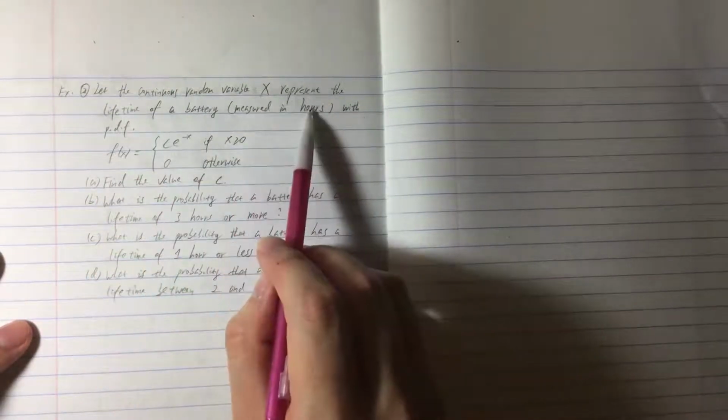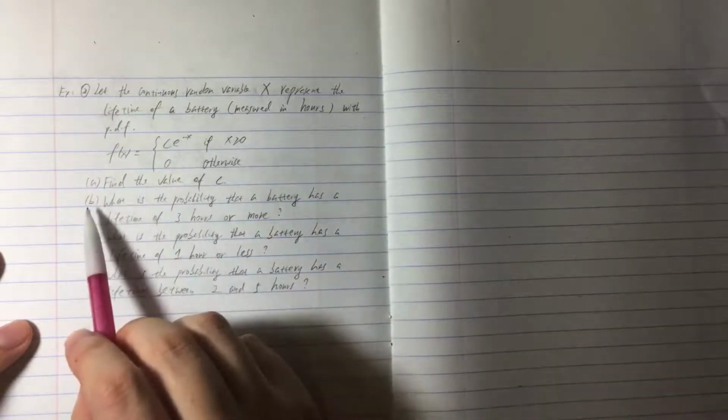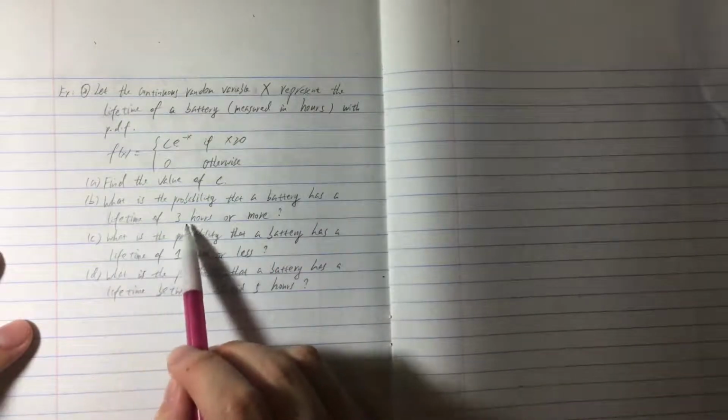Next example, let the continuous random variable x represent the lifetime of a battery measured in hours, with probability density function f of x equal to c times e to the power of negative x if x is greater than or equal to 0, 0 otherwise. Part A, find the value of c. Part B, what's the probability that a battery has a lifetime of 3 hours or more? Part C, what's the probability that a battery has a lifetime of 1 hour or less? Part D, what's the probability that a battery has a lifetime between 2 and 5 hours?